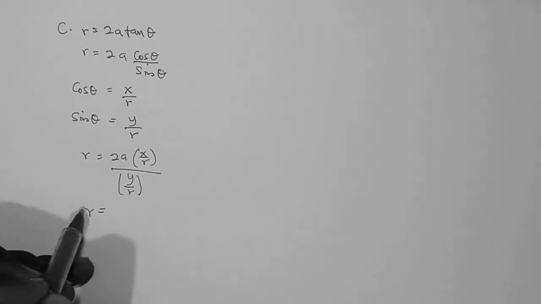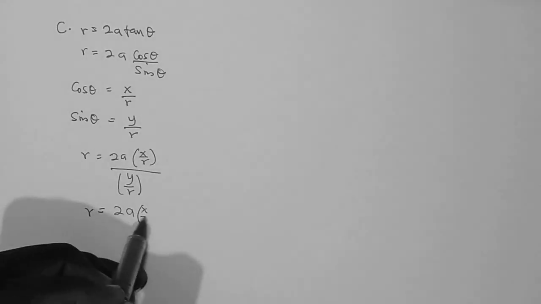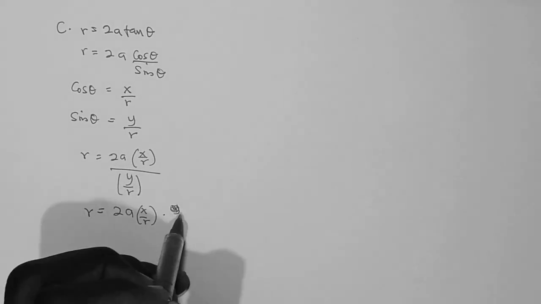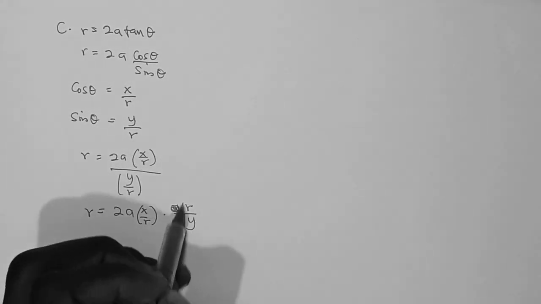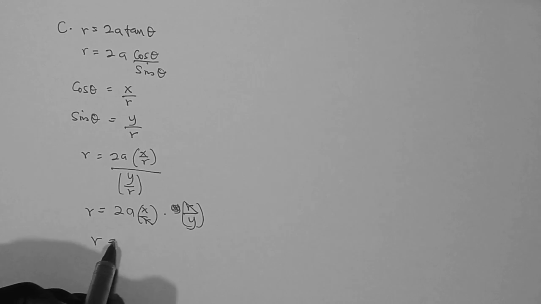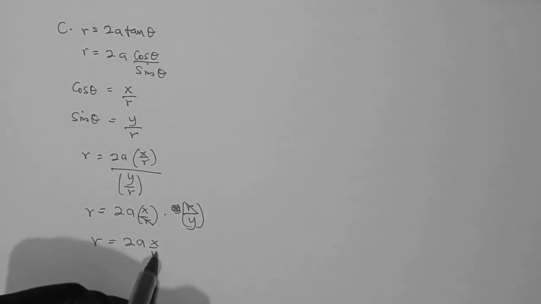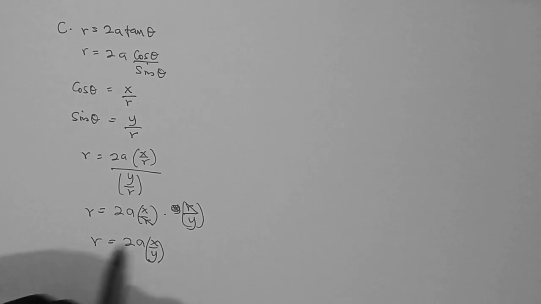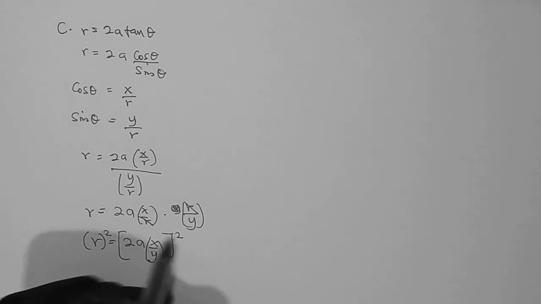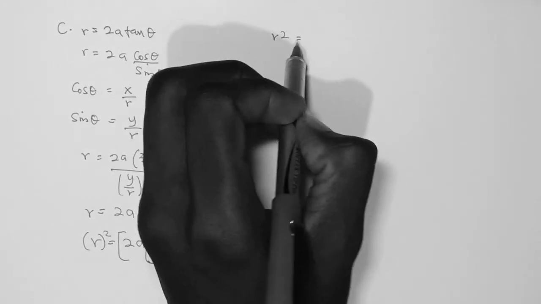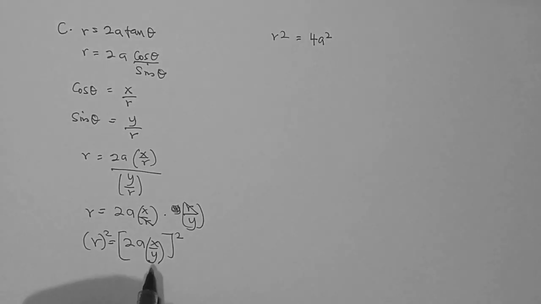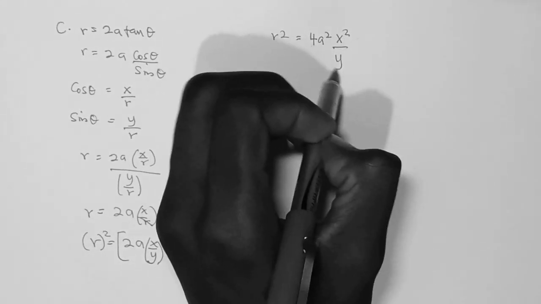So r is equal to 2a times x over r, then times y. Sorry, so we'll flip the denominator, which becomes r over y. So this r and this r can cancel out. So at the end of the day, r is equal to 2a x over y. Now, let's square both sides. If we square this side and this side, you see that r squared is equal to 2a squared, which becomes 4a squared, then x squared over y squared.